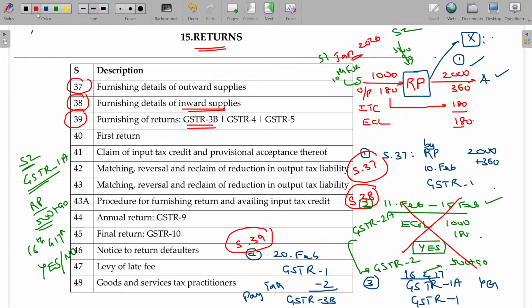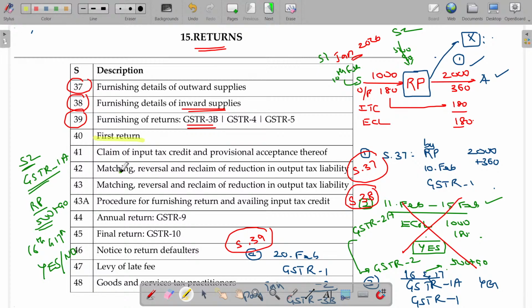And what is called the first return? Immediately after your first registration, the return you submit is called the first return. Very simple. Until that time, you don't have any registration. It's the first time you got the registration certificate, you have to submit. There are some extra provisions coming under section 40.